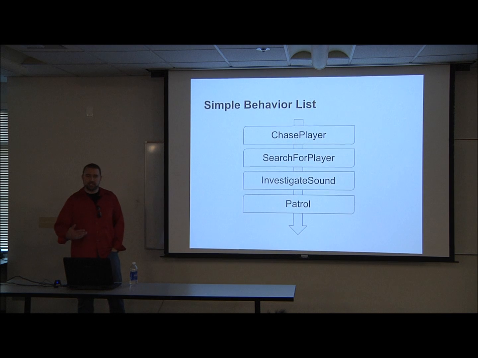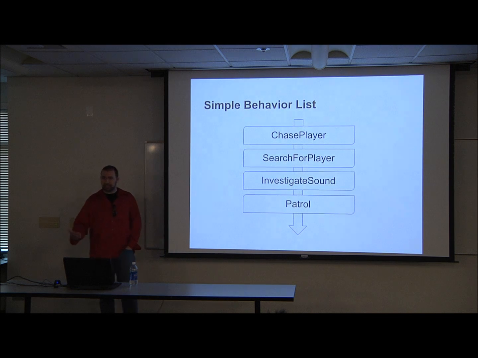Chase player's update function is going to run, and chase player is: if I see the player, run after him. If I see the player and I'm running after him, that means I'm active, so set myself as blocking. So if the player is currently visible, its update says I am blocking, and now I'm going to start chasing the player, which it does by creating more actions on the action list, like a move towards player action. Because it's blocking, search, investigate, and patrol would not actually run. It's just going to chase and do nothing else, which is exactly what we want.